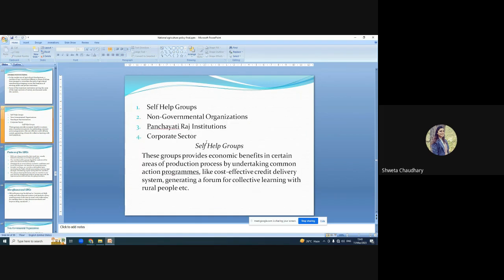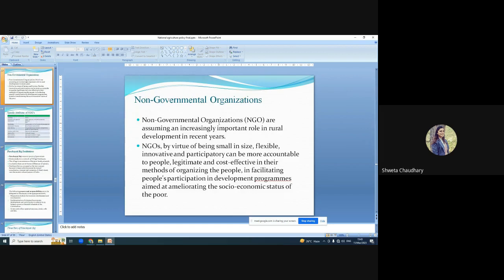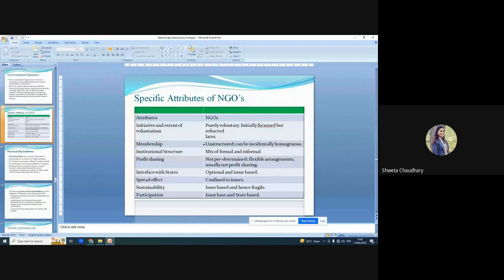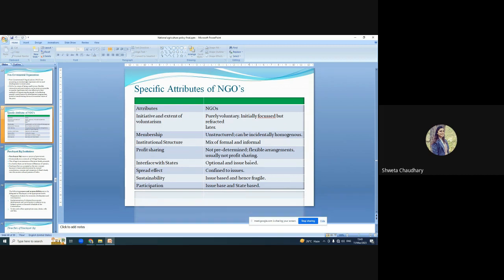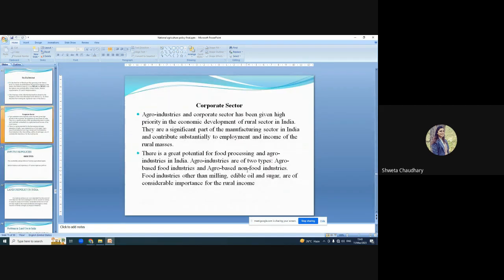Suppose the farmer cannot work individually, so the farmer can create a group and work in a group, which is known as a self-help group, and these are authorized to get funds from the government. If you work in a group, then you will be funded by the government. So these are certain organizational forms of farming: self-help groups and non-government organizations, NGOs. There are certain attributes. People can voluntarily join them. The profit sharing is very simple. Whatever investment you have made, you will get the profit in an equitable percentage. Then you have Zilla Parishad or Panchayati systems, corporate sectors.